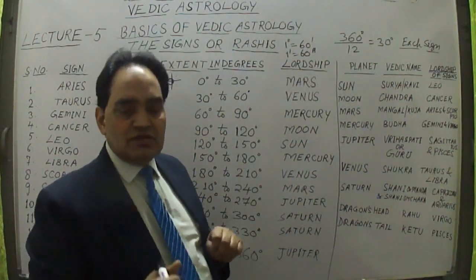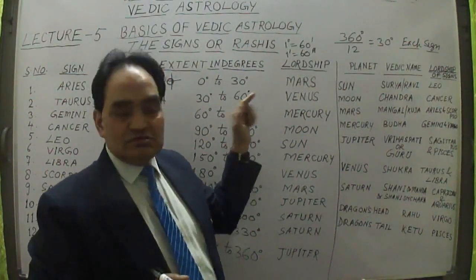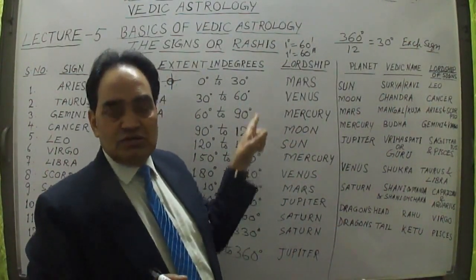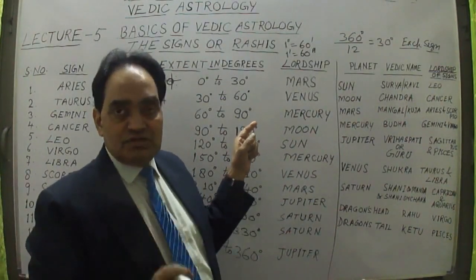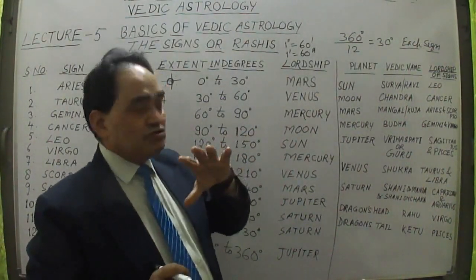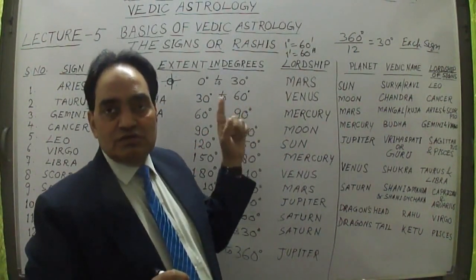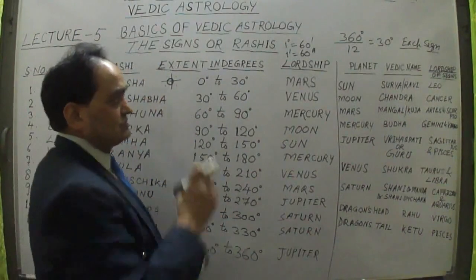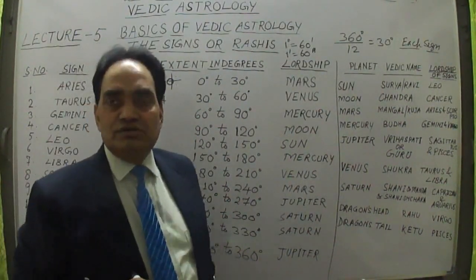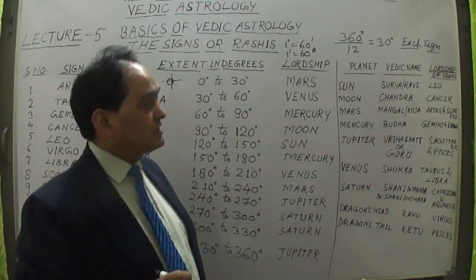But here the degree sign means angles, they are denoting angle, whereas in the case of hour, minute and second, they denote time, a unit of time. Here it is a unit of angles: degrees, minutes and seconds. This is how 1 degree is equal to 60 minutes and 1 minute is equal to 60 seconds.